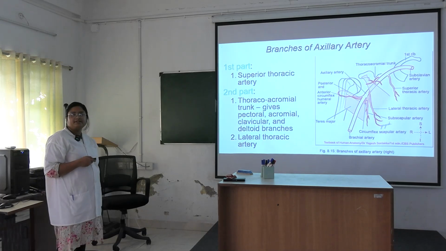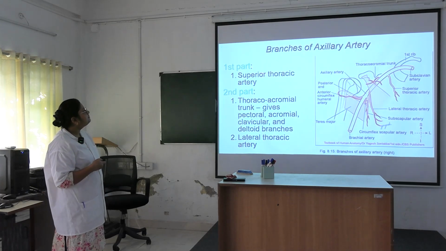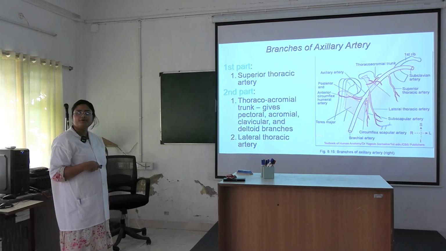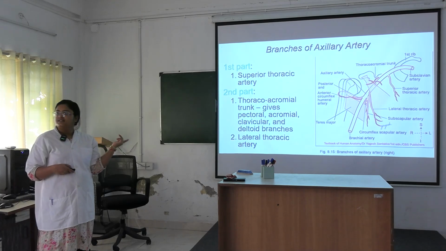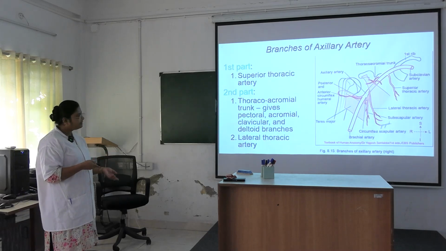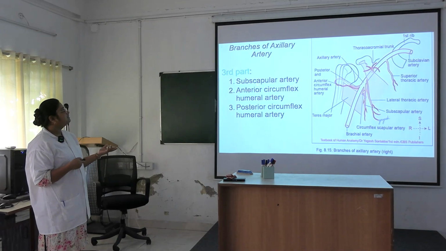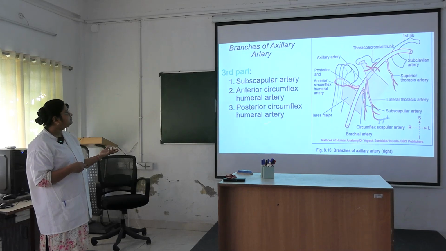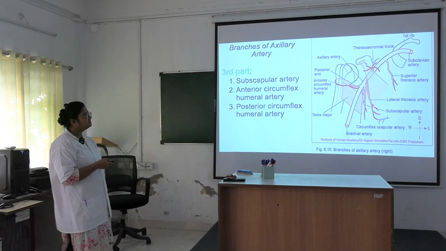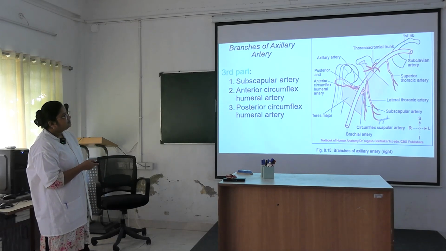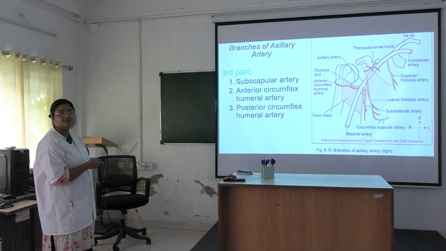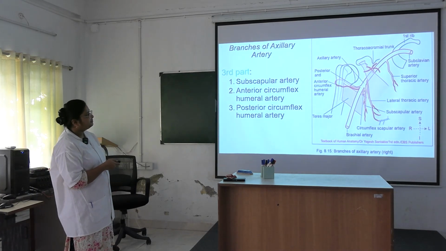Okay, branches are very important. Branches you have seen: from first part, superior thoracic artery; second part, thoracoacromial trunk gives these 4 branches. Yesterday you have seen this pectoral, acromial, clavicular, deltoid branch, and lateral thoracic from second part. From third part 3 arteries: subscapular artery, anterior circumflex humeral, posterior circumflex humeral. Here you can see superior thoracic, thoracoacromial, lateral thoracic. Here is the subscapular, circumflex scapular and thoracodorsal, and anterior and posterior circumflex humeral lying along the surgical neck of humerus.